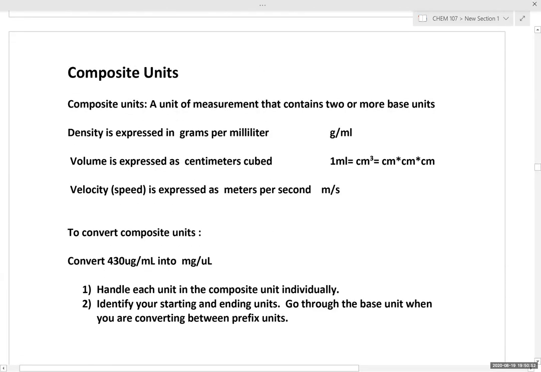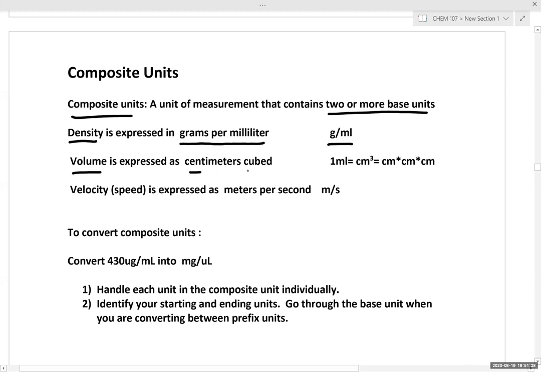Okay, so we're very comfortable with unit conversions. Another type of unit that we commonly encounter in chemistry is what are known as composite units. Composite units are units of measurement that contain two or more base units. For example, density, which is a common physical property that's measured for different substances, is expressed in grams per milliliter.